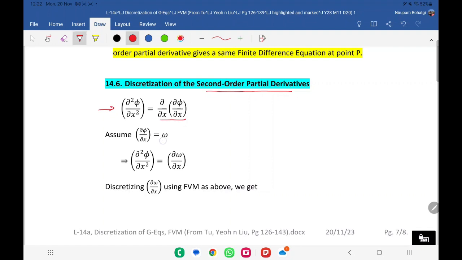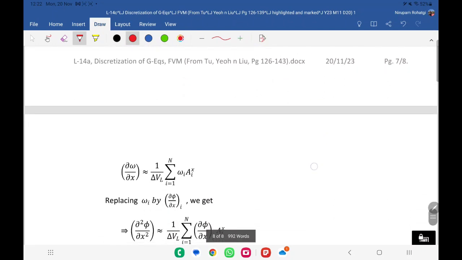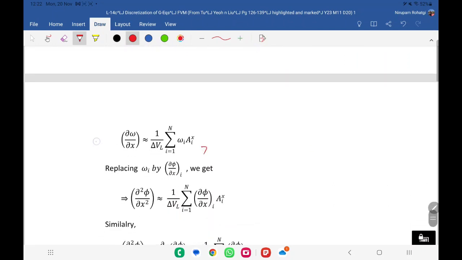And del phi by del x you can write w. So this second derivative becomes a single derivative. Now this you can write in terms of FVM, it will be like this. Green's theorem, Gauss theorem you will apply, and you can write like this. And then you can replace this by this. So if you want to find the second derivative, it will be there.